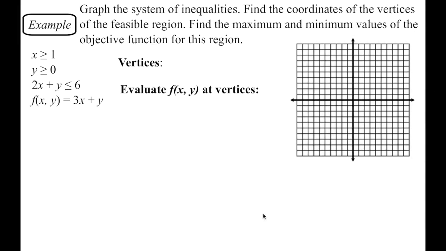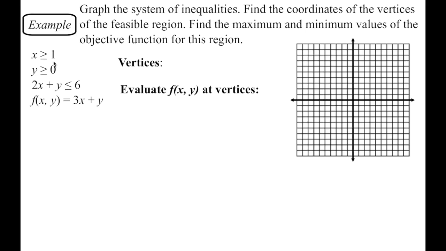So let's start off with an example. In this example, we want to graph the system of inequalities over here on the left-hand side. We're going to find the coordinates of the vertices of the feasible region, and we'll find our maximum and minimum values of the objective function. The objective function is f of x, y right here for the region. So we have three inequalities to graph. So that's our first task, is to go ahead and graph the inequalities.